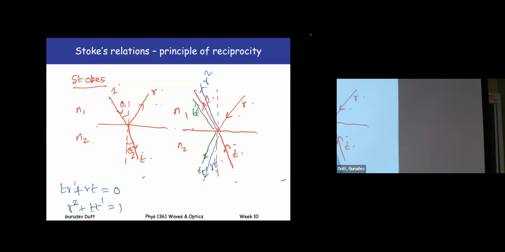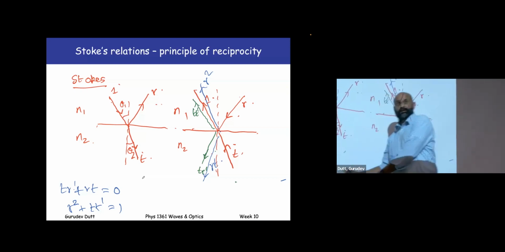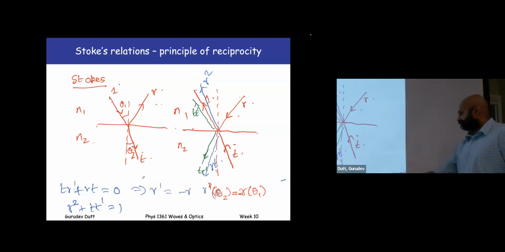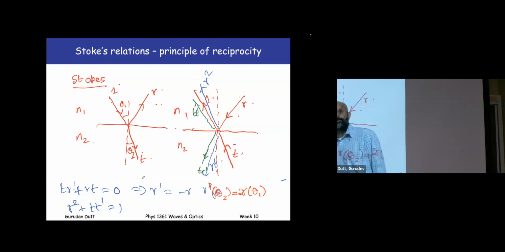T R prime plus RT must be equal to 0. And R squared plus T T prime is equal to 1, which is the relation that I just used in the previous slide to say that the sum of that series must be 0, or the sum of the two of that situation must be 0. So looking at this, there is one little subtlety. We also therefore derive that R prime equals minus R from the top relation.